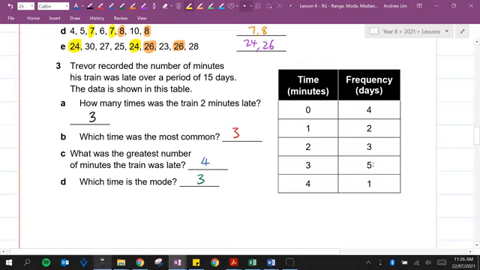What was the greatest number of minutes the train was late? 4 minutes late. And which time is the mode? The mode is the most common one, which is 3.